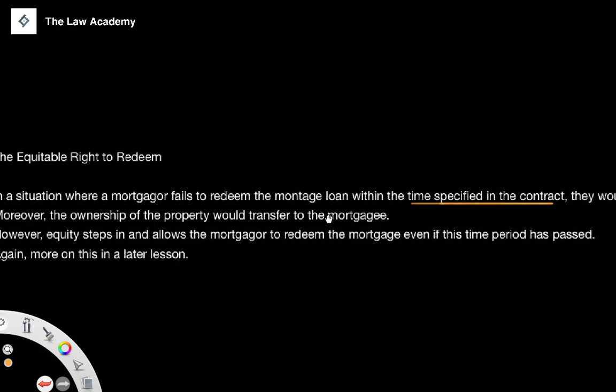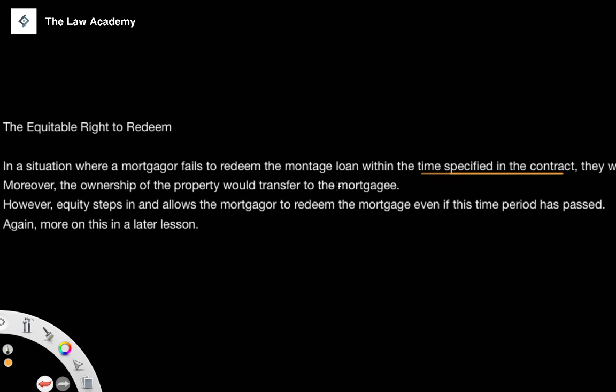So if you have a mortgage loan and you don't make payment within the time specified in the contract, for whatever reason that might be, you might lose access and the right to that property. In addition to this, the ownership of the property would transfer to the mortgagee, the person who is granting the mortgage, upon the mortgagor, the person who is receiving the mortgage.